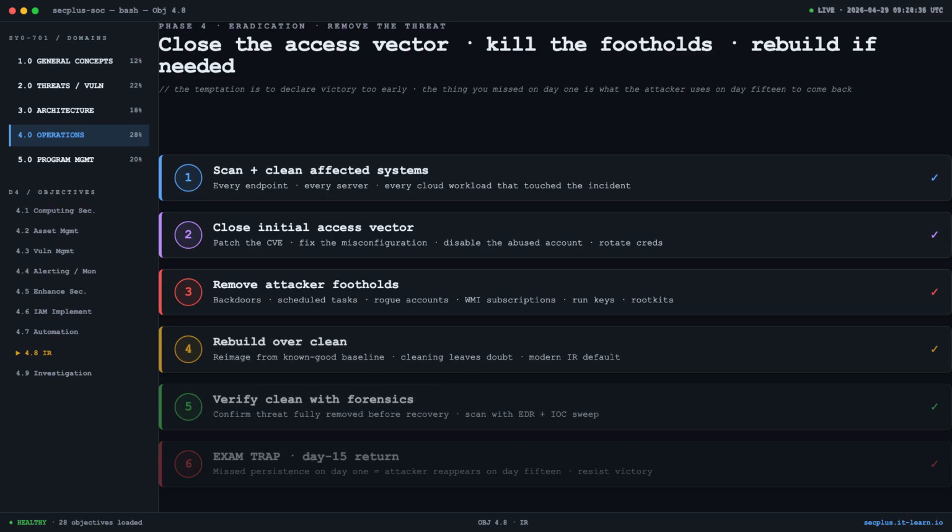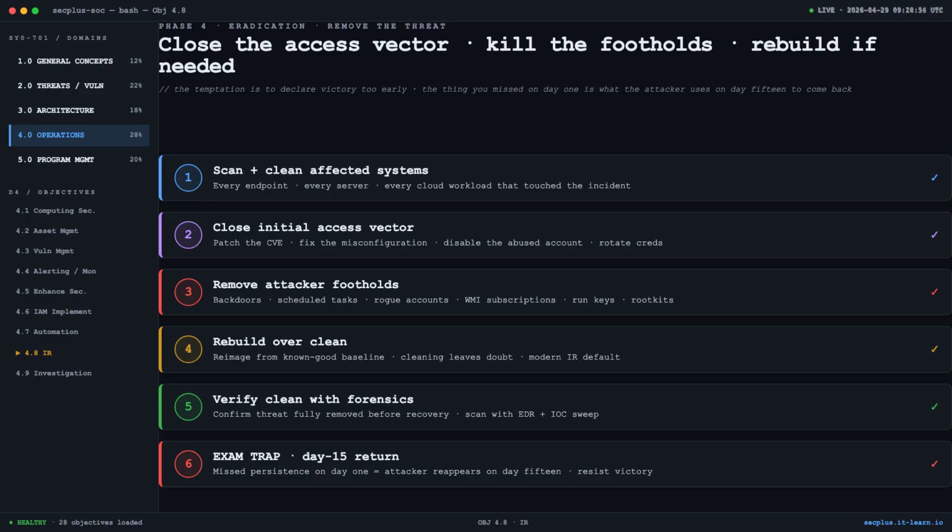Rebuild if necessary. If a system cannot be fully cleaned, reimage from a known good baseline. Most modern incident response leans toward rebuild over clean for any compromised system, because cleaning leaves doubt. Verify clean. Use forensic tools to confirm the threat is fully removed.